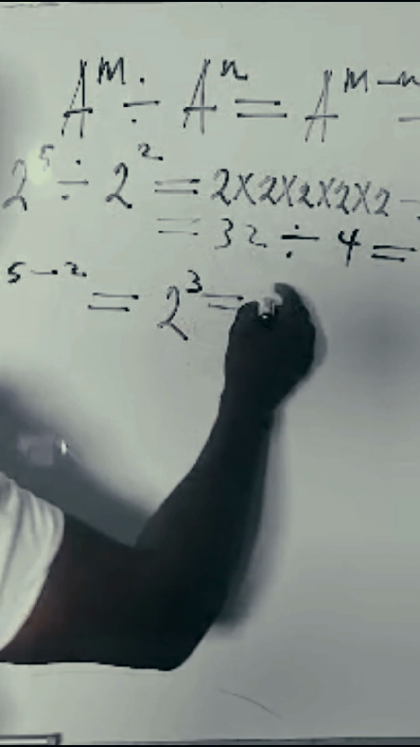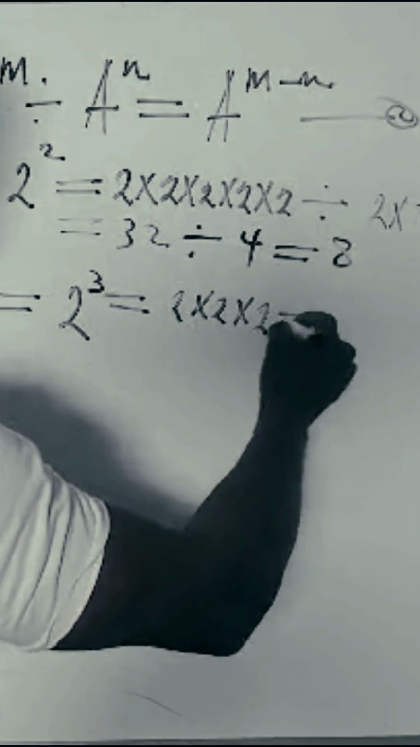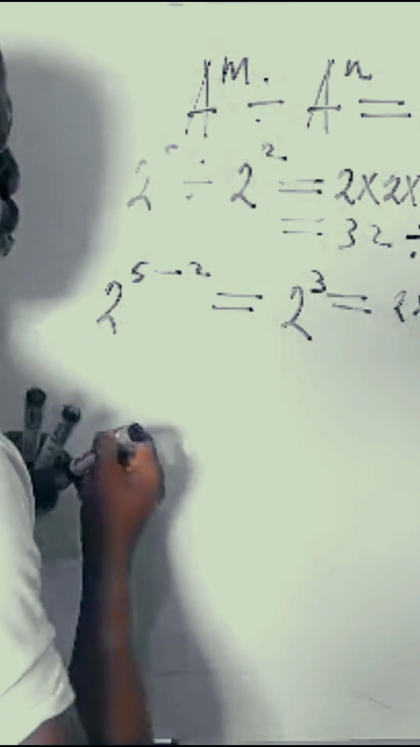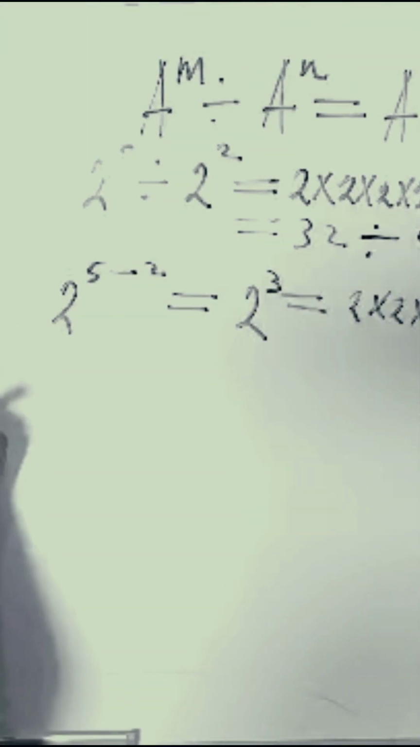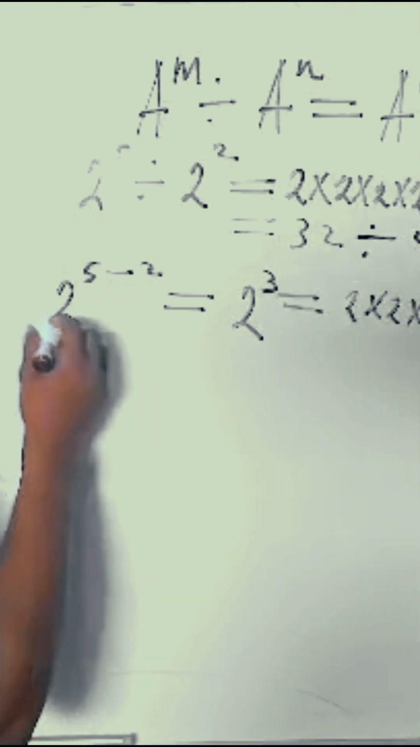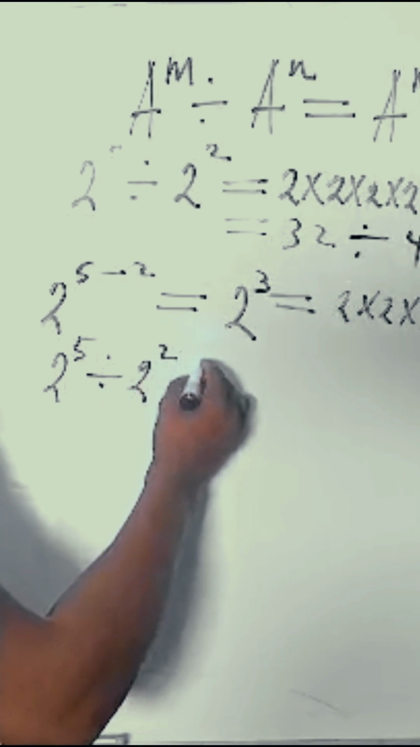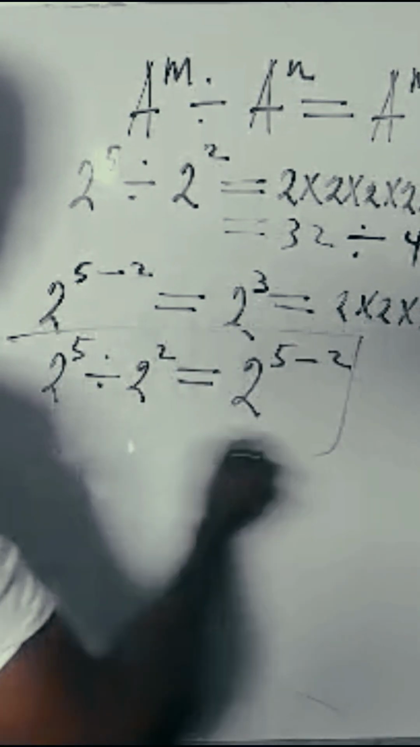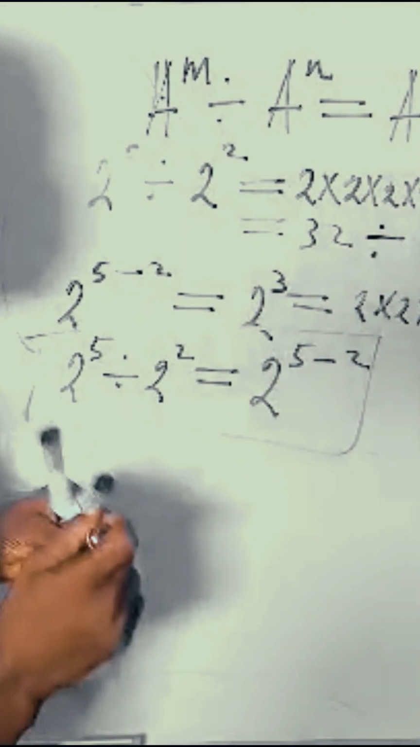And 2 raised to the power 3 gives us 2 times 2 times 2. 2 times 2 is 4, and 4 times 2 is 8. Since this result and this result conform with one another, it can therefore be concluded that 2 raised to the power 5 divided by 2 raised to the power 2 is equal to 2 raised to the power 5 minus 2, which conforms with the second law of indices.